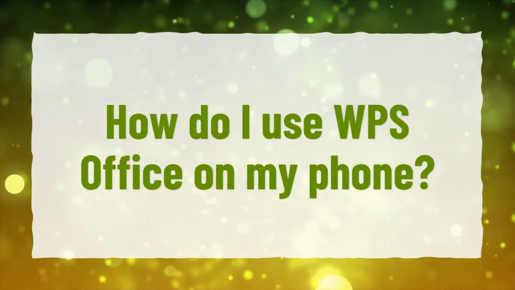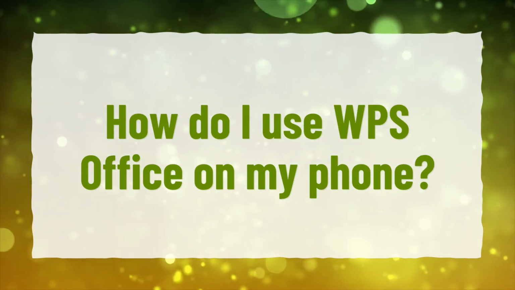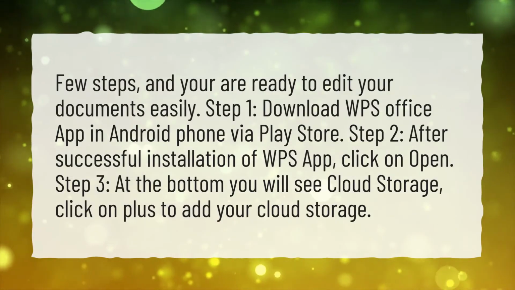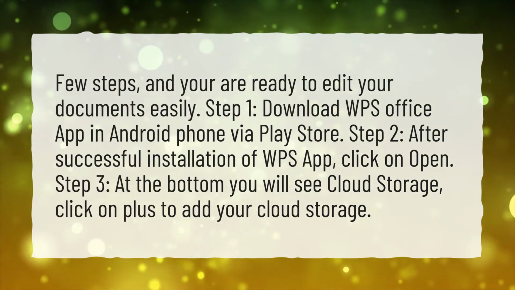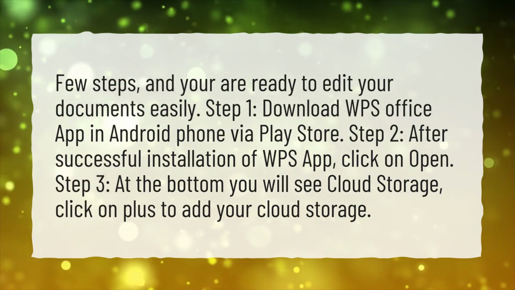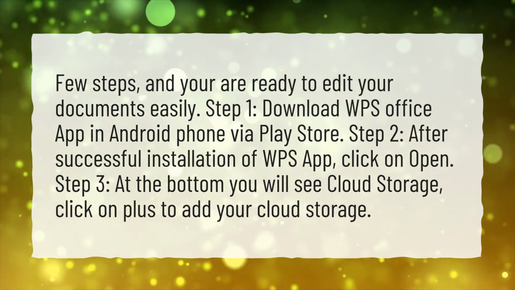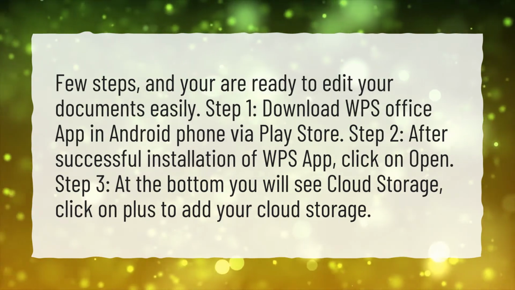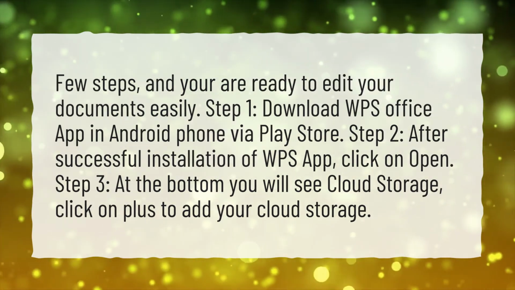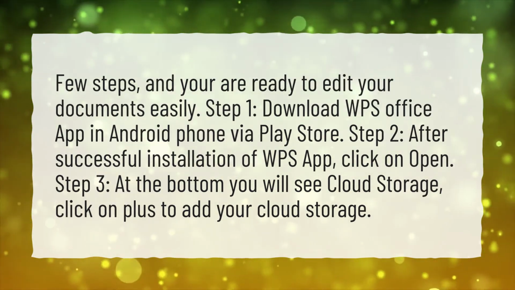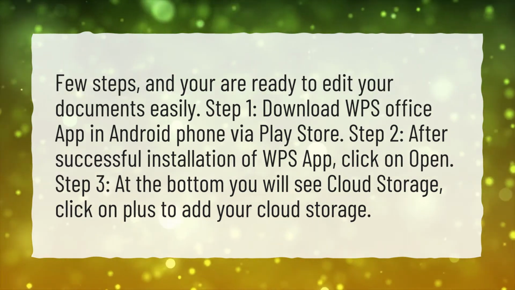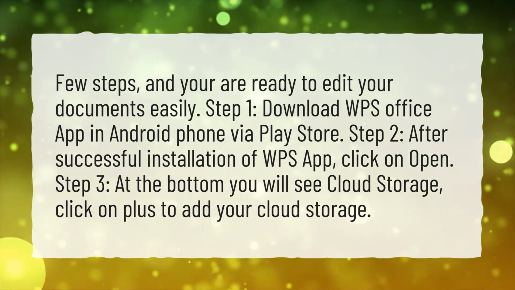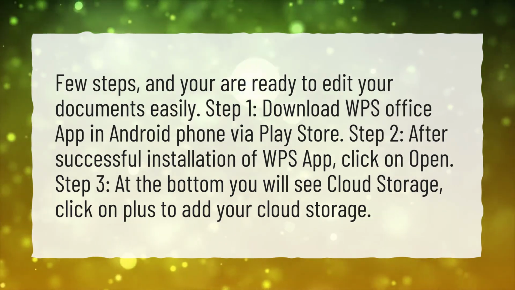How do I use WPS Office on my phone? Few steps, and you're ready to edit your documents easily. Step 1. Download the WPS Office app on an Android phone via the Play Store. Step 2. After successful installation of the WPS app, click on Open. Step 3. At the bottom you will see Cloud Storage. Click on plus to add your cloud storage.